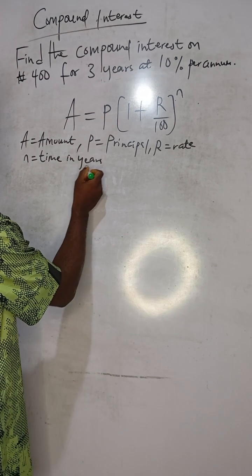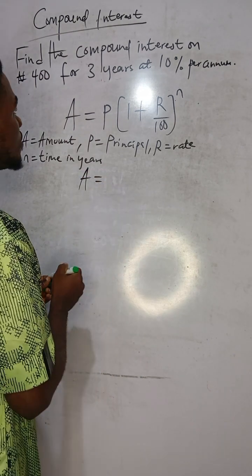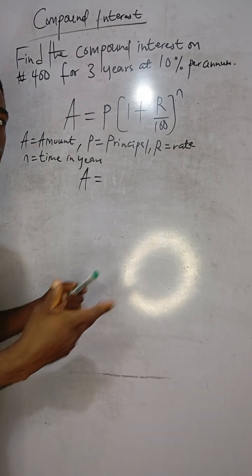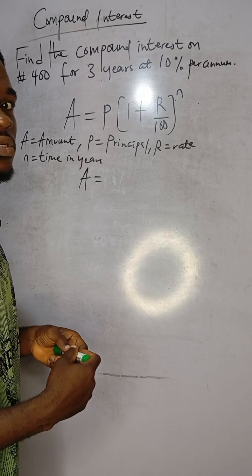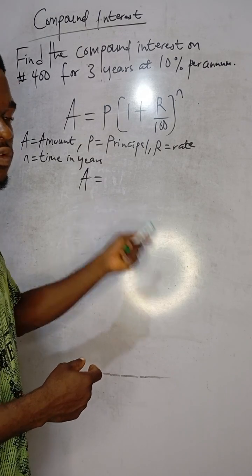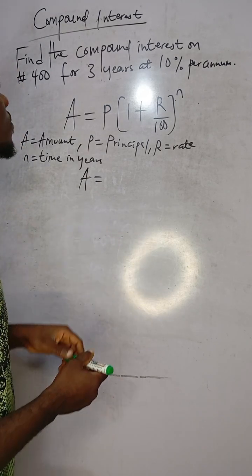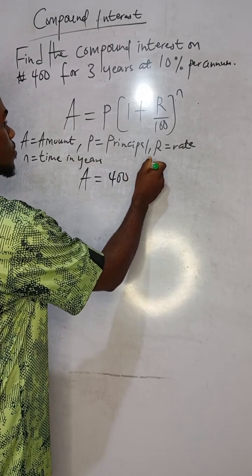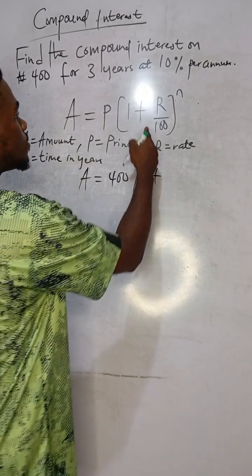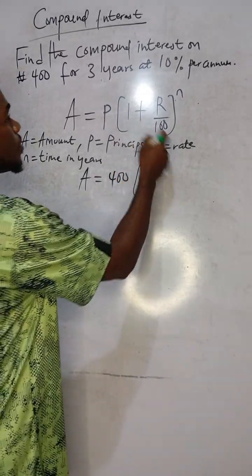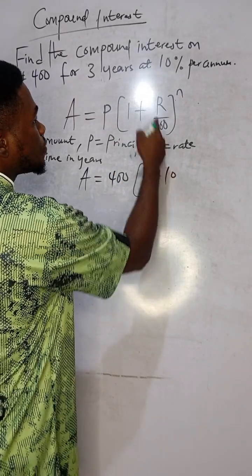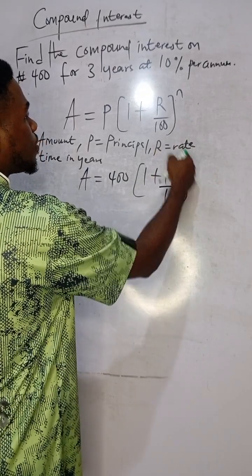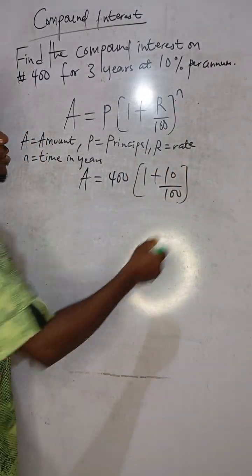So we're going to have A is equal to the principal. I'm still using the question I did in the previous video. You can use any question and try to see whether you get the same result working with the first method and with the formula method. So A is equal to, the principal is going to be 400, bracket 1 plus the rate in percentage, so 10 over 100, all raised to the power of n, which represents the time in years, which is 3 years.